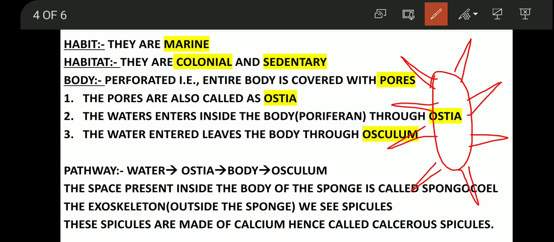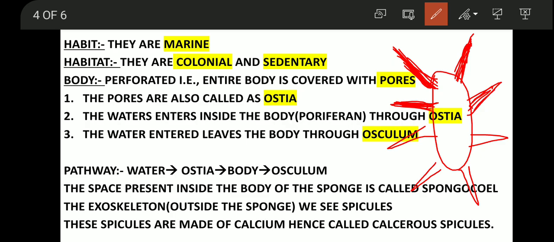Assume this is a sponge and these are the spicules. They are just like thorns, is it not? So whatever the organism, say a fish, if it is trying to eat this sponge, the thorns or spicules will help in protection. It is also called the defense mechanism of sponges or poriferans: spicules. You have to remember it.